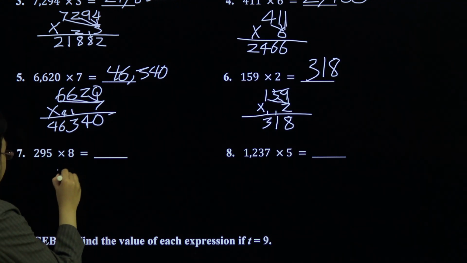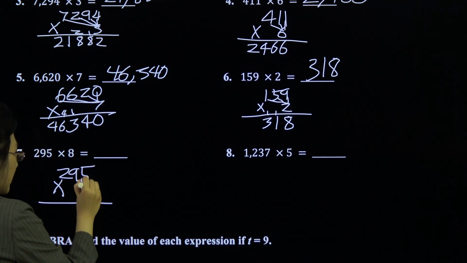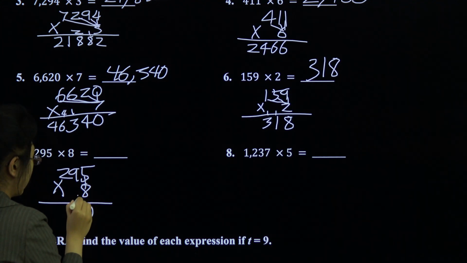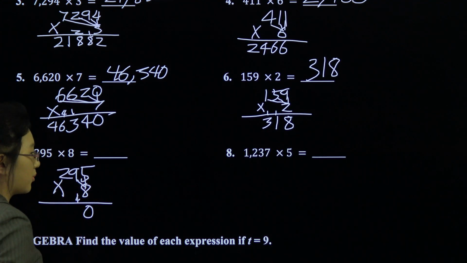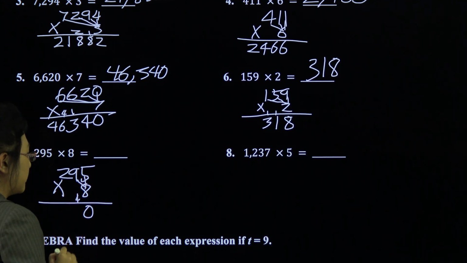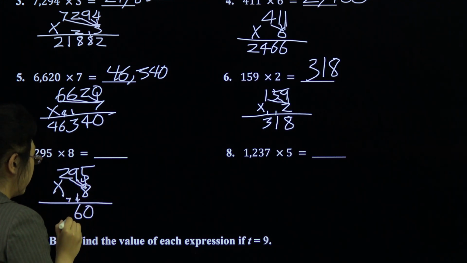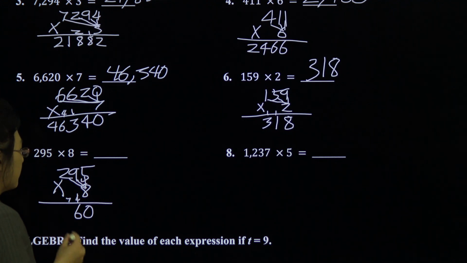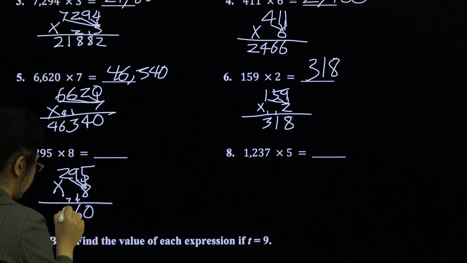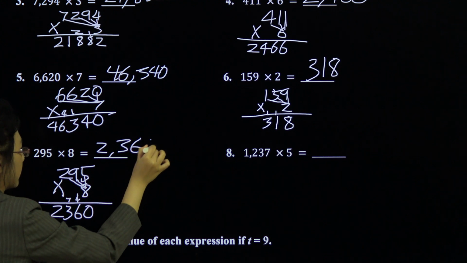295 times 8. Well, ones place first. 8 times 5, 40. You regroup. Tens place next. 8 times 9, 72. 72 plus 4, 76. You regroup. 8 times 2, 16. 16 plus, well, 7 is 23, so that's 2,360.